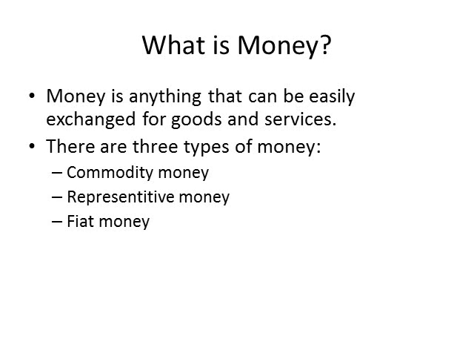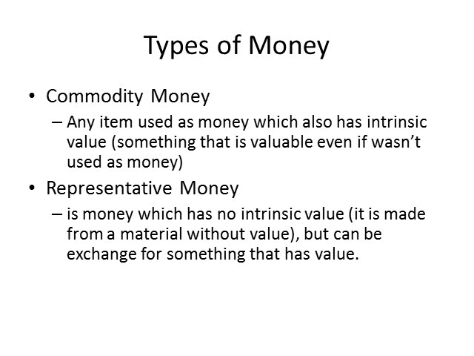There are three types of money. First, there is commodity money, representative money, and fiat money. So let's take a minute and look at each of these different types. Commodity money is any item that is used as money which also has intrinsic value. That is something that had value even though it wasn't used as money. Representative money is money that has no intrinsic value, that is made from a material without value, but can be exchanged for something that does have value.